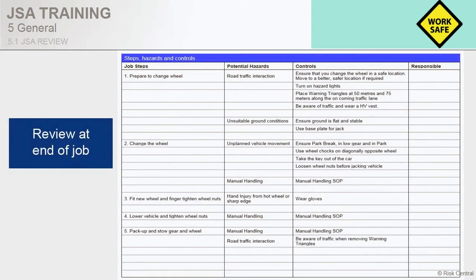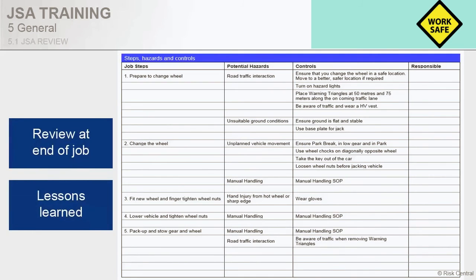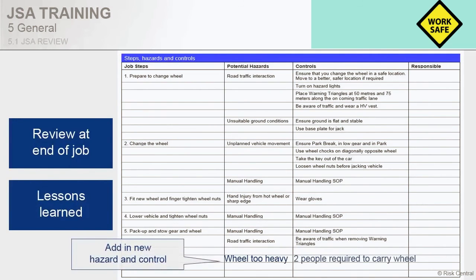Ideally, the JSA should be reviewed by the work team at the end of the job to ensure it achieved a safe job outcome. It's also important to make note of any lessons learnt. The JSA should be modified accordingly to document this new information and contribute to continually improving safety.